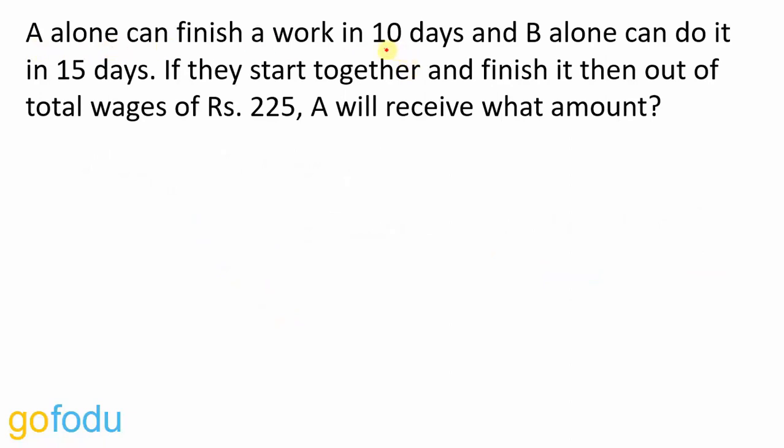A alone can finish the work in 10 days, B alone can do it in 15 days. They work together and they get a total wage of rupees 225, which is to be distributed between A and B. So what amount will A receive? They both started together and finished together, so payment will totally depend on their rate of work. Okay, money that A receives and money that B receives, this ratio will be equal to the ratio of their rates.